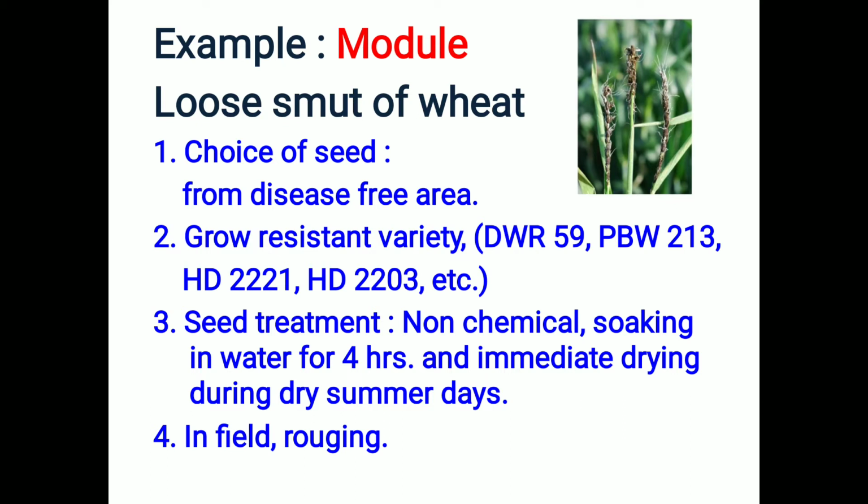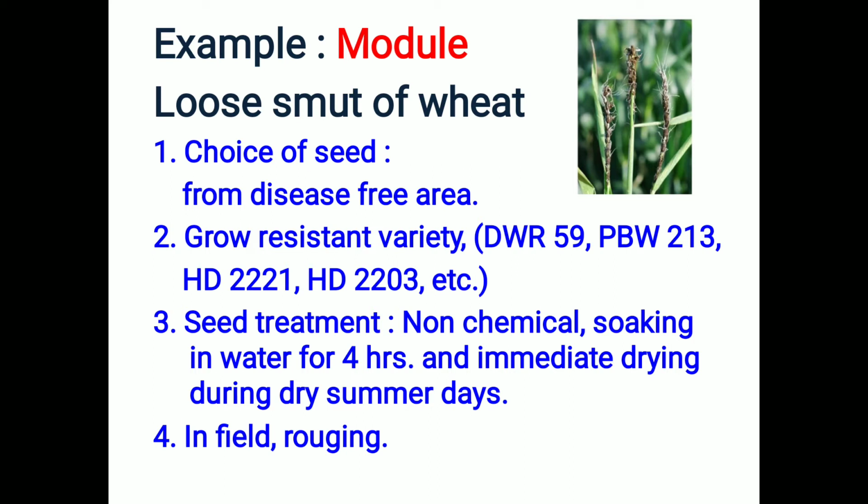As we discussed previously, different strategies are used. In that we use cultural methods or chemical methods or physical methods depending on the disease. In that strategy, the first is choice of seeds, that is selection of the seed which is free from the disease. Second, we grow the resistant variety, depending on the resistance ability of that crop, we decide the variety.